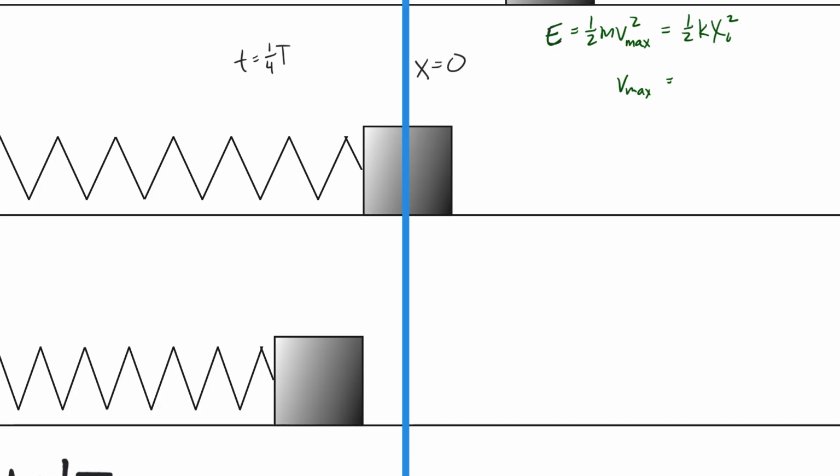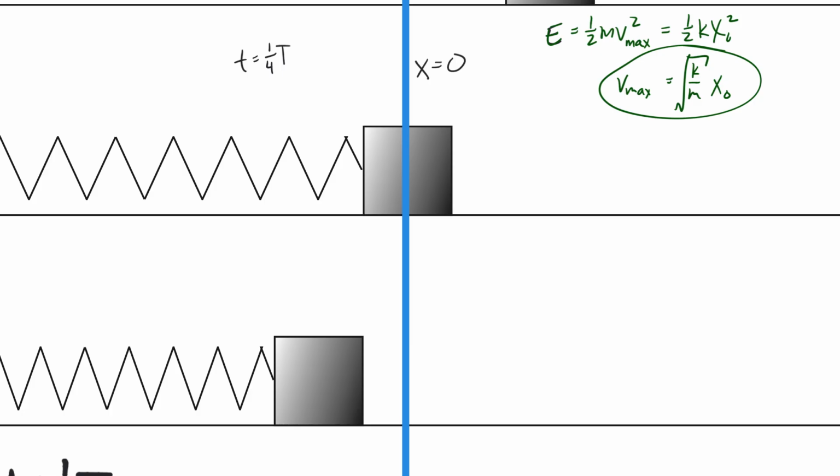Just real quick, I think it shouldn't be hard for you to figure out what the Vmax is going to be. Cancel out the 1/2, divide both sides by m, and then take the square root. And this tells you how fast you're going to be going at equilibrium. This is as fast as you're going to go. This is one of those things you need to start thinking about. This is going to be an important topic. It's going to come up again in a few minutes.